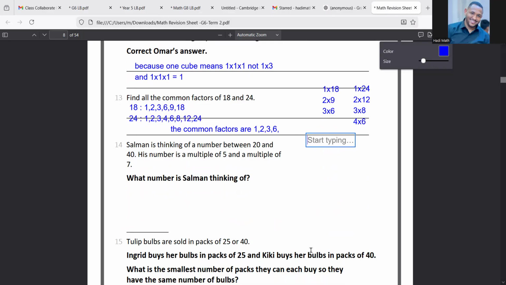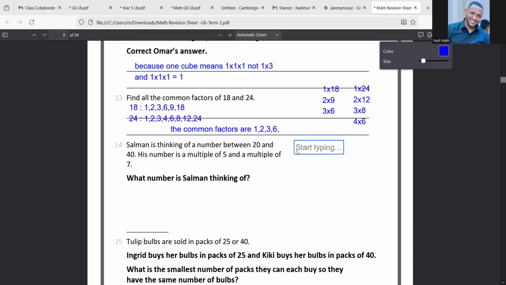Okay, question number 14. Salman is thinking of a number between 20 and 40. His number is a multiple of 5 and a multiple of 7. What number is he thinking of? We say between 20 and 40. You could look for the easy one for you. If it's easy for you to find multiples of 5, look for the multiples of 5 between 20 and 40. If it's easy for you to find multiples of 7, as you like.